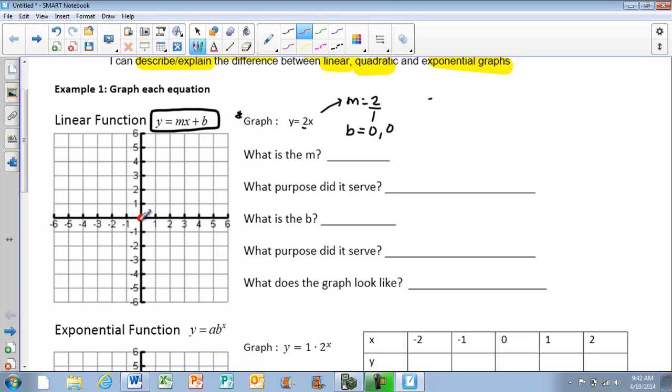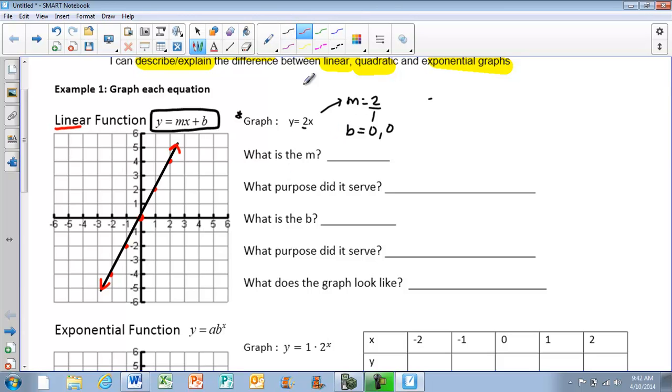So we start with 0, 0, and we use our slope to make our next point. 2 up, 1 over, 2 up, 1 over. Go the opposite direction, 2 down, 1 over, 2 down, 1 over. And we make a line to connect that. So we know that a linear function looks like a line. Linear line.